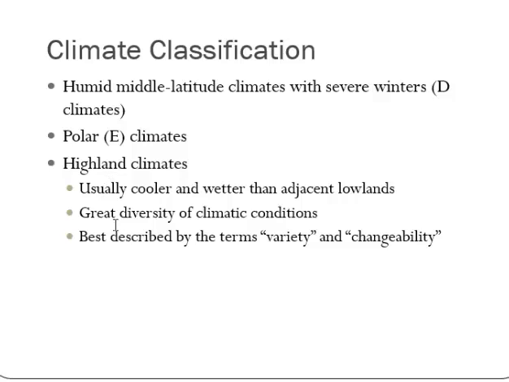And you have the highland climates, which are mountain climates. Mountain climates are usually cooler and wetter. That's why very often, even in the summertime, you could see snow-capped peaks because it's wetter and colder than it is around it. There's great diversity of climatic conditions.